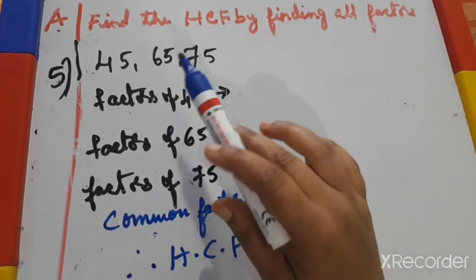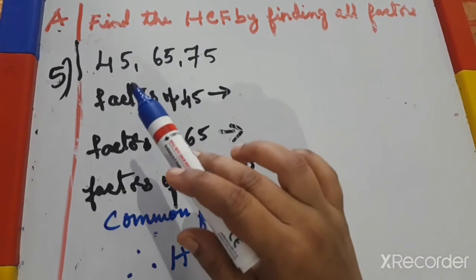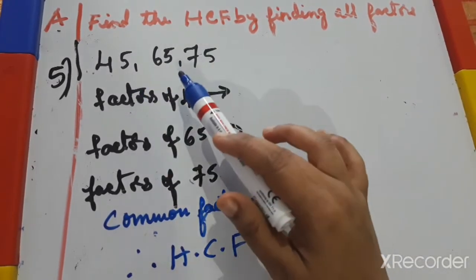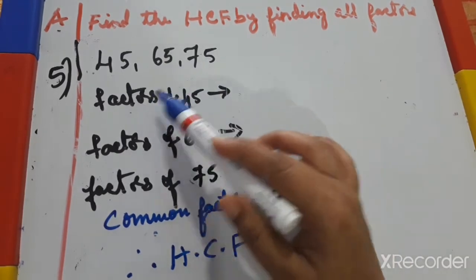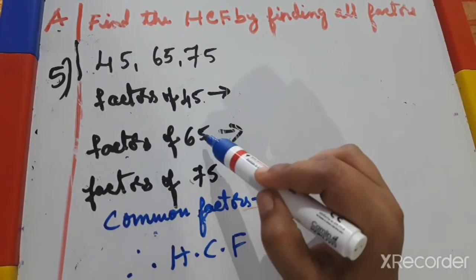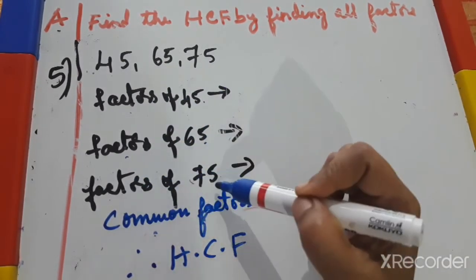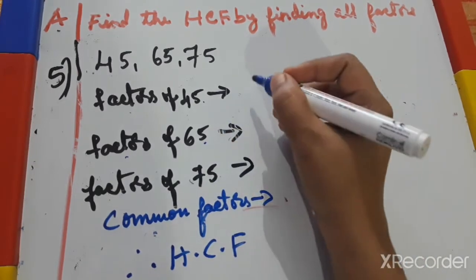Now next question. Find the HCF by finding all factors. Fifth one: 45, 65, 75. We have to write the factors of each number now. Factors of 45, then factors of 65, factors of 75. Now write the factors of 45.